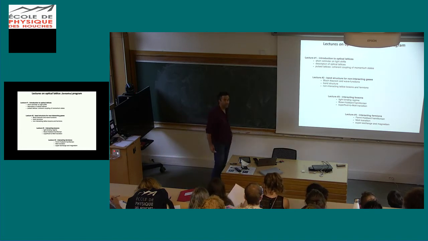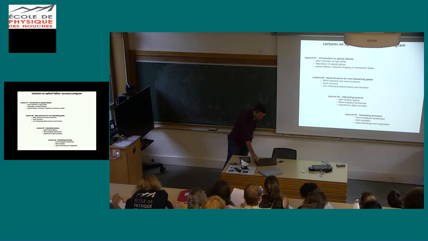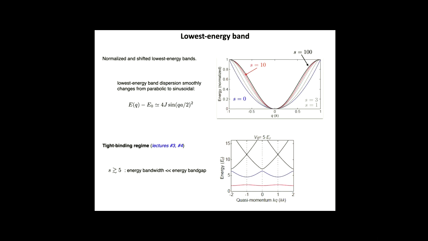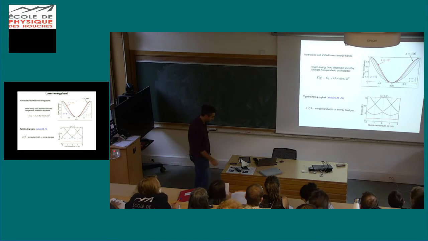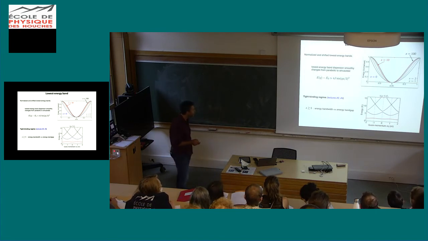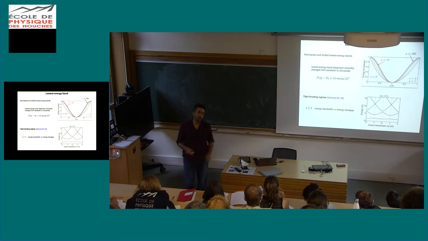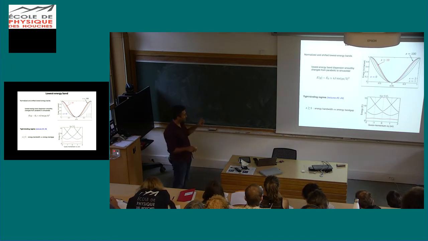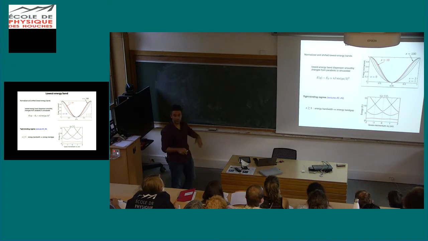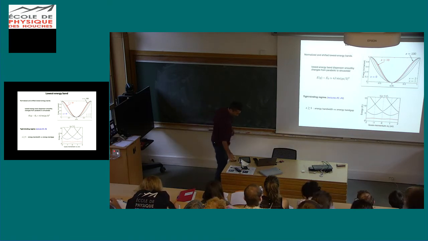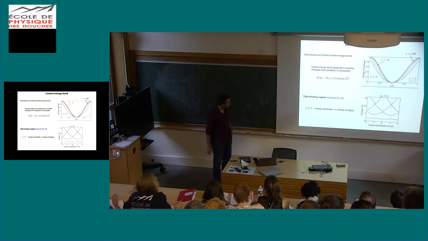And so the beginning of this lecture and all that I will be talking about next relies on this slide that I showed this morning. We will be discussing the so-called tight-binding regime, where optical lattices are not very shallow, but have a certain amplitude such that the energy bandwidth of the lowest energy band is much smaller than the gap from the lowest energy band to the first one. So this is the regime that we will be playing with.